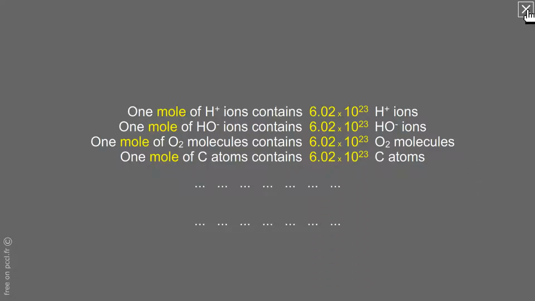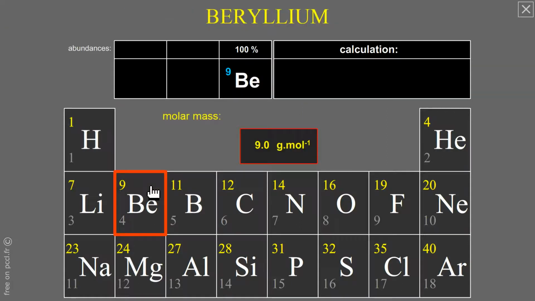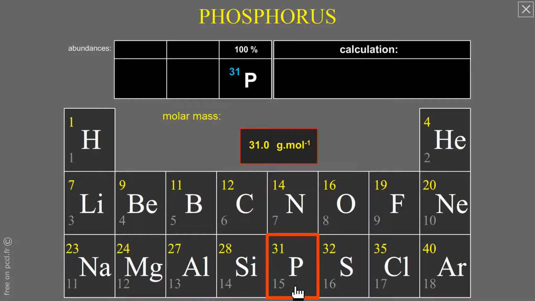After what I just said, you say to yourself, if we know the number of nucleons of an element, its molar mass is a whole number, since the number of nucleons is a whole number. There it is, the letter A, top left, in yellow in the table. Let's see this together. For beryllium, 9 grams per mole. A whole number. For fluorine, 19 grams per mole. Another whole number. Sodium 23. Aluminum 27. Phosphorus 31.